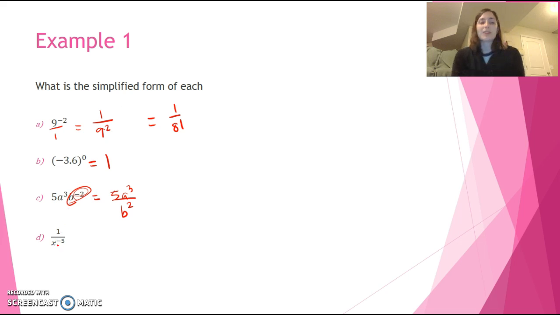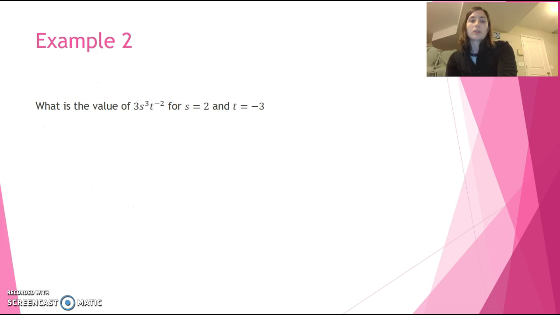All right, and then here we have another negative exponent. This one's in the denominator, which means we would move it to the numerator, since it is the only thing with the negative, and that will just make our answer x to the 5th. And that is how negative and 0 exponents work.